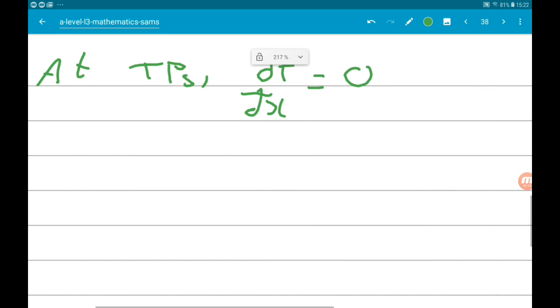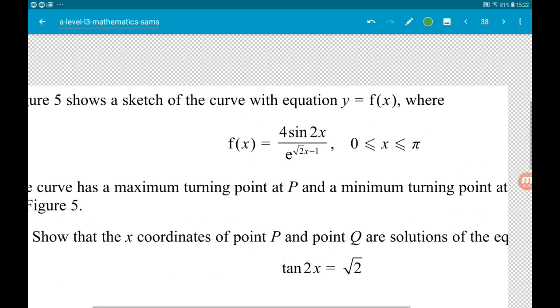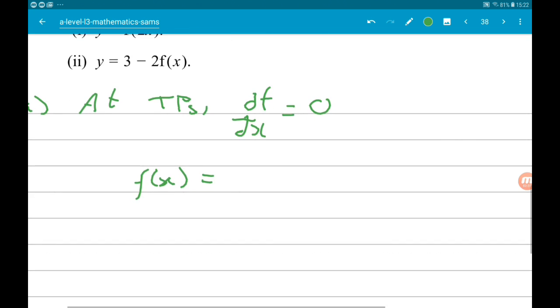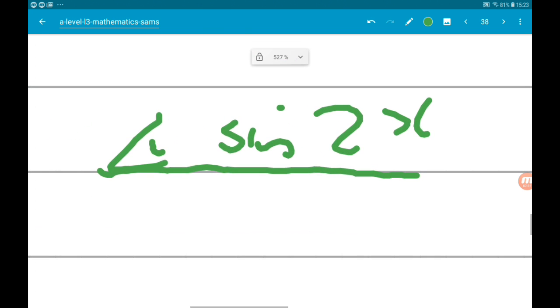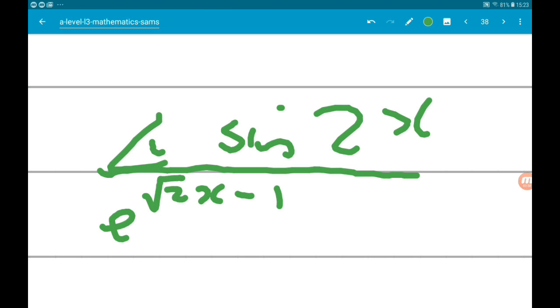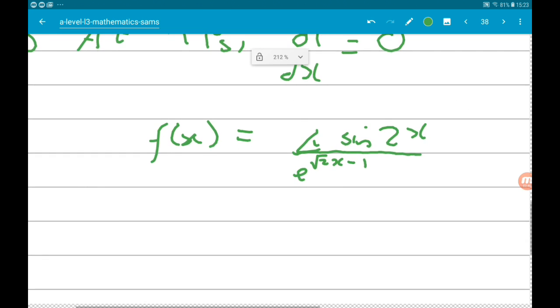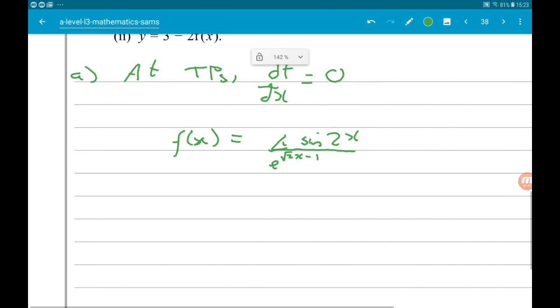So 4 sine 2x over e to the root 2x minus 1. Okay, so to differentiate this, we're going to need to use the quotient rule.